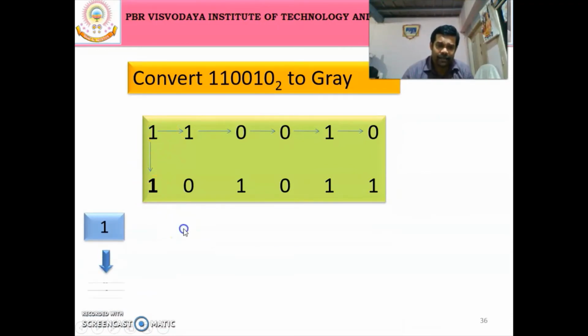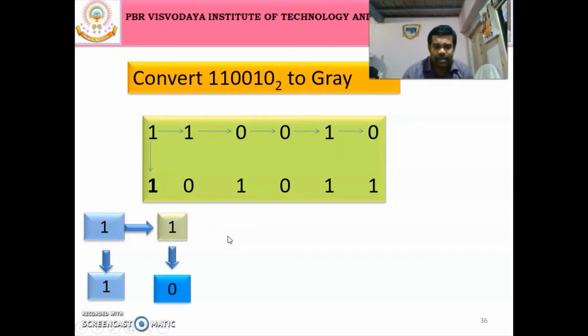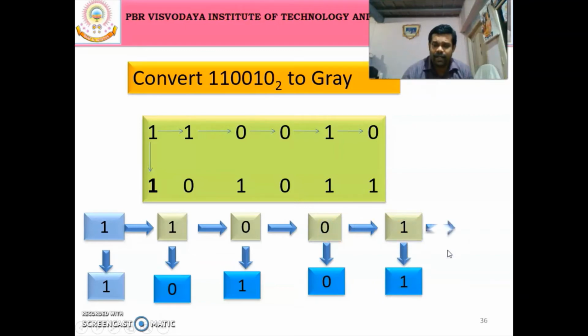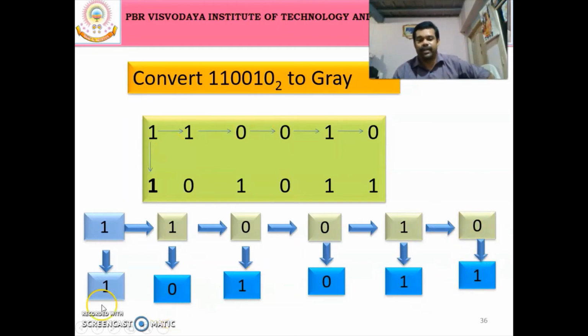First I am writing the first number, the MSB, as it is. Then I am performing XOR between these two bits. 1 XOR 1 is 0. Then I am performing XOR between these two. 1 XOR 0 is 1. Then XOR between these two. 0 XOR 0 is 0. Then XOR between these two. 0 XOR 1 is 1. Then 1 XOR 0 is 1.